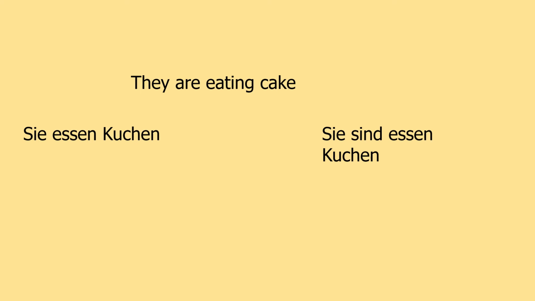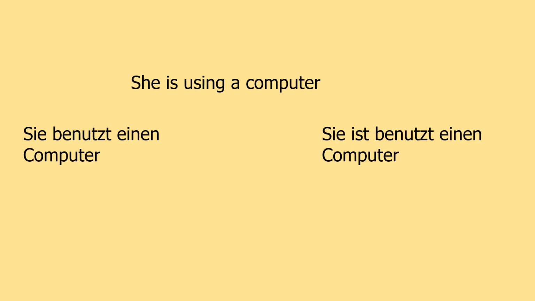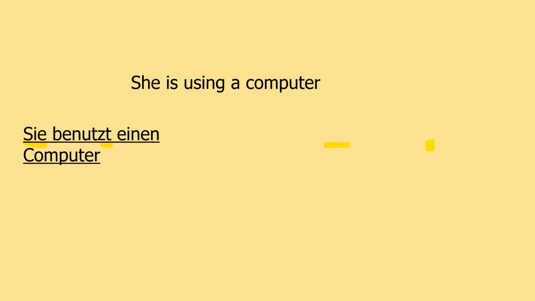So hopefully by now you will recognize the pattern. It is sie essen Kuchen. And then we have she is using a computer. So as you can see, we've got sie again here, but this time it's not referring to they, it's referring to she. So what we need to do is look at the verb, the action, and make sure that we've got the right ending. So we've got benutzt here with a T at the end, which helps us recognize that it's she, not they. So the correct translation here is sie benutzt einen Computer.